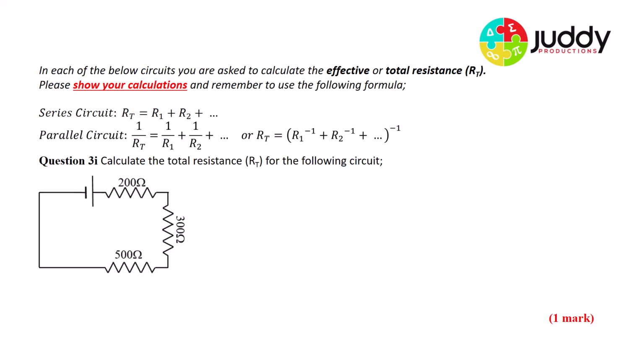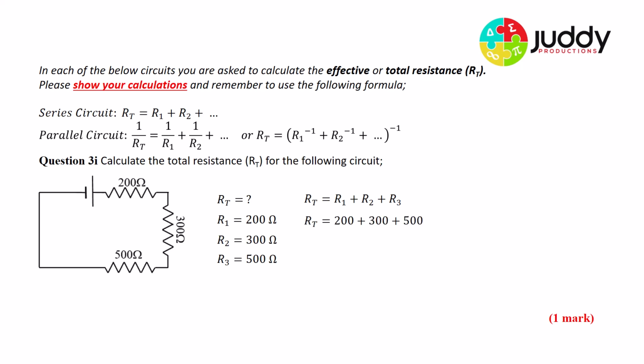Pause now and try. Okay, we're asked to find out the total resistance. We know the first resistor to be 200 ohms, the second resistor to be 300 ohms, and the third resistor to be 500 ohms. We can see this is a series circuit because current has only one direction to flow. There's no branching. So the equation for the total resistance when it's series is R1 plus R2 plus R3. We substitute our values in, 200 plus 300 plus 500 gives us a total resistance of 1000 ohms.